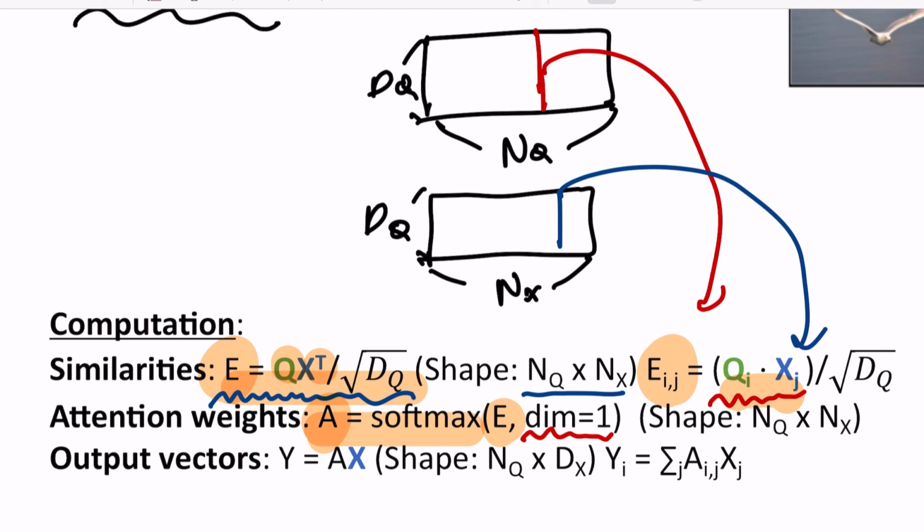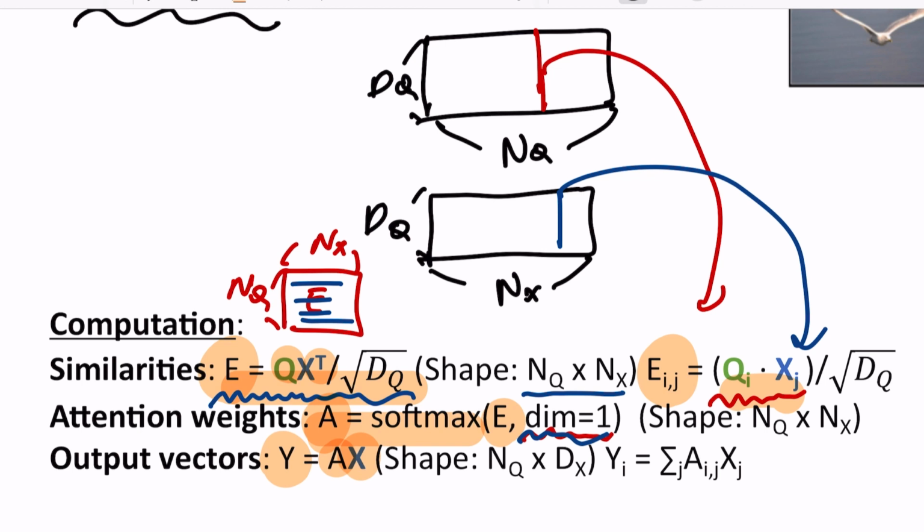In this case, if we have the matrix E, NQ by NX, similar to the single case, softmax should be applied to this axis, I mean the NX axis. So this is dimension 1, because the NQ axis means the dimension equal to 0, right? Okay, after that, our final y is going to be A times X, the original input matrix X.